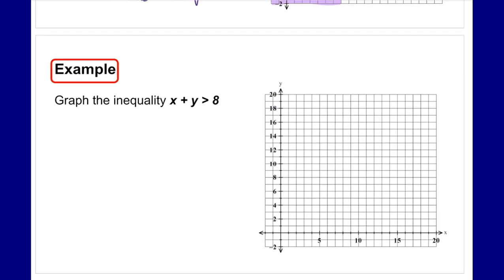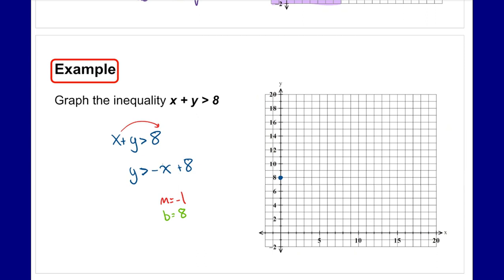Next one, okay, graph the inequality x plus y is greater than 8. So again, same idea. This is in standard form. I want to rewrite it in y equals mx plus b form. Granted, it's not equal, but the inequality would just replace the equal sign. I'm going to move the x over. It becomes y is greater than negative x, opposite signs, plus 8. I have my multiplier, which is negative 1. I have my constant, which is 8. So now I can graph this.